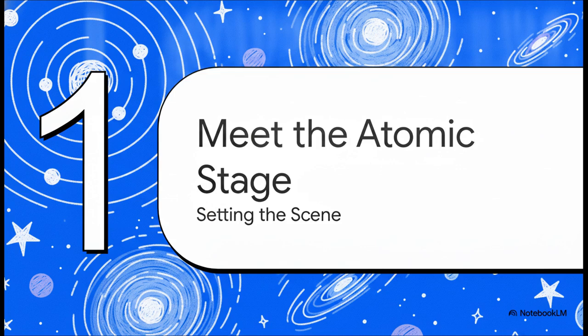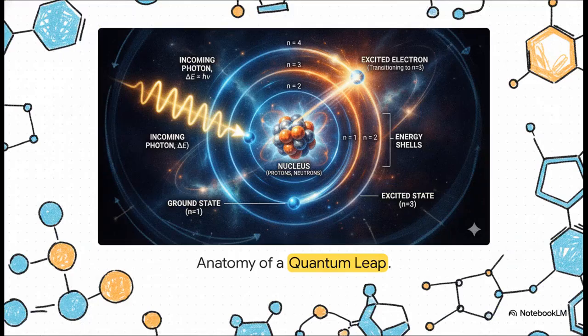Okay, let's dive right into this. First up, let's meet the atomic stage. What we have here is our strict roadmap for today. The anatomy of a quantum leap. And what you're looking at here is absolutely not chaos. It's actually this incredibly intricate, perfectly balanced, and highly ordered environment. Every single particle has its specific place, basically just waiting for the exact right moment to act.